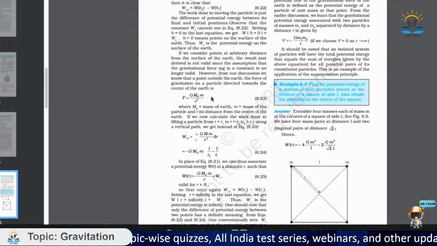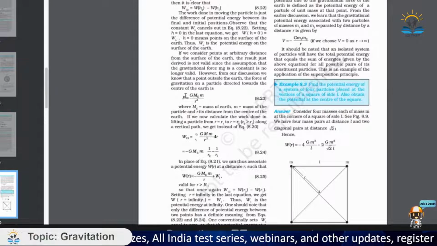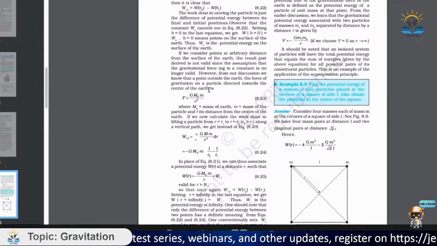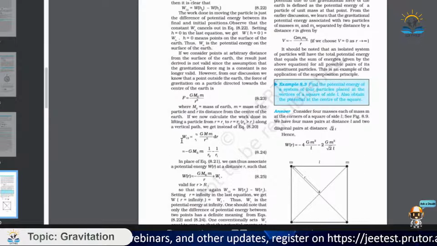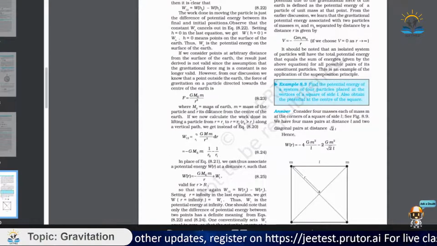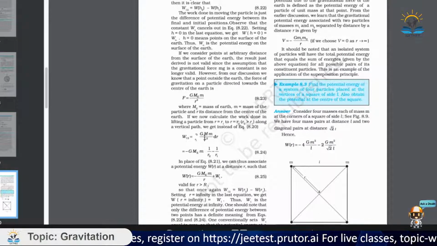Here, suppose there is a particle of mass m and it is experiencing Earth's force of gravitation. So the force is G Me m upon r squared. So to write down the work being done upon the particle of mass m, we would use integration here.